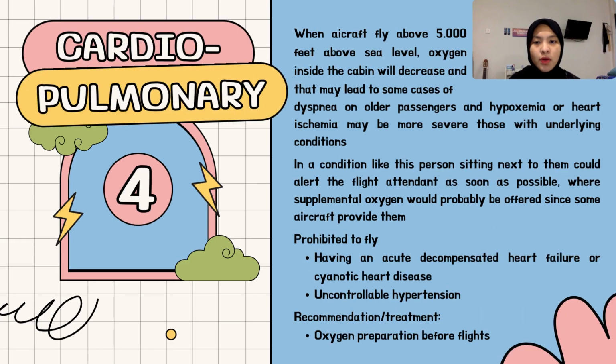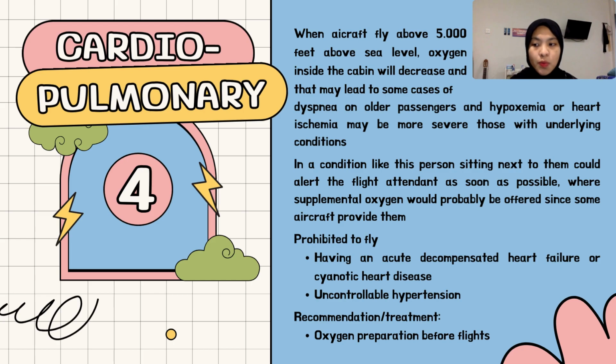The next one would be cardiopulmonary disease. So when aircraft fly about 5,000 feet above sea level, oxygen inside the cabin will decrease and may lead to some cases of dyspnea in older passengers, and hypoxemia or heart ischemia may be more severe in those with underlying conditions. So in a condition like this, a person in an accident could alert the flight attendant as soon as possible, where supplemental oxygen will probably be offered since some aircraft provide it.